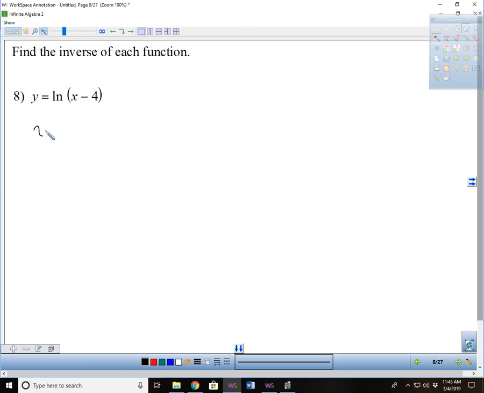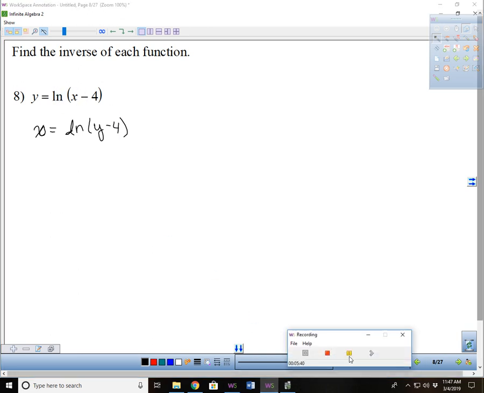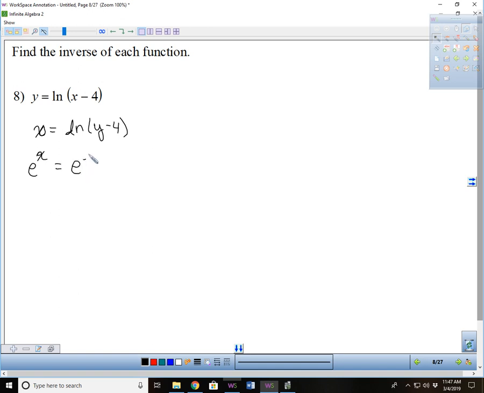All right, same thing here. Flip the x and the y. So I notice that I'm taking the natural log of this entire thing. All right, and so I need to get rid of the natural log. I see that I just have the natural log of this stuff right here, so I'm going to take e and raise it to each side, because I know that this natural log has a base of e. All right, so my natural log cancels. So I have e raised to the x equals y minus 4. And then all I have to do is add the 4.